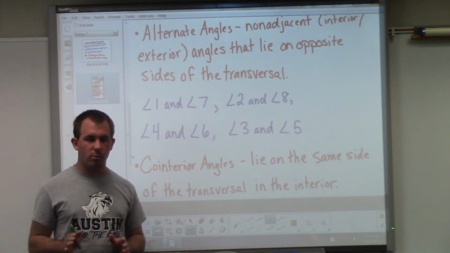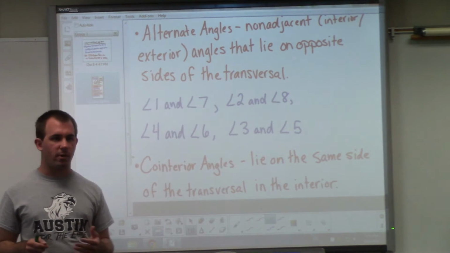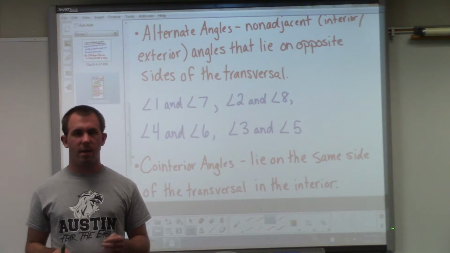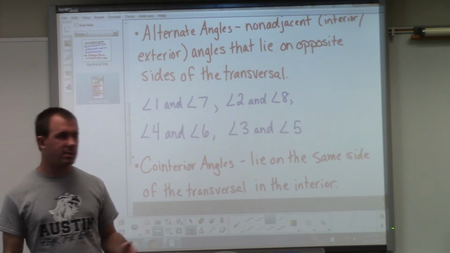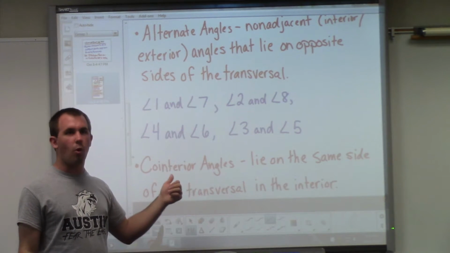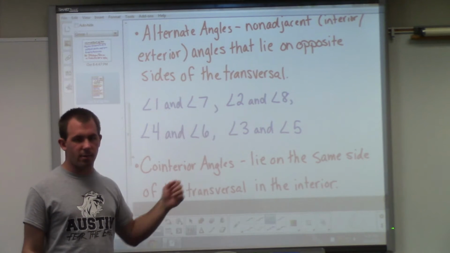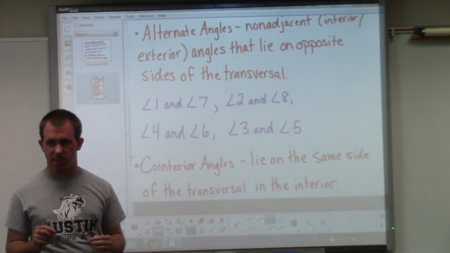You might make note that sometimes co-interior angles are also referred to as same side interior angles. They're actually called that more here, but using MathSpace, we call them co-interior angles. Not cointerior, by the way. Co-interior. So co-interior angles, same side interior angles. If you ever see that, they're the same thing.